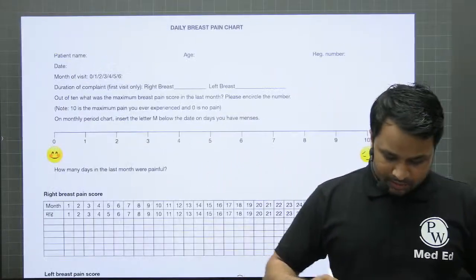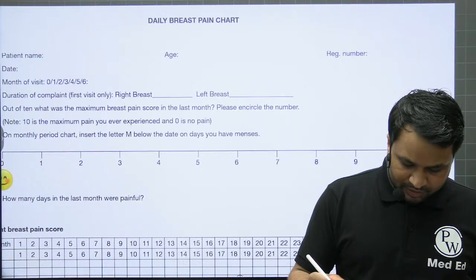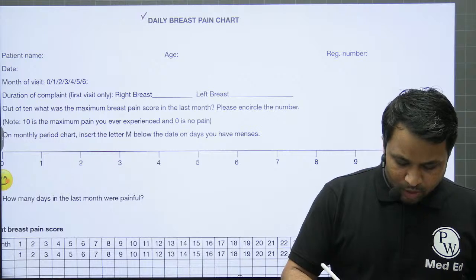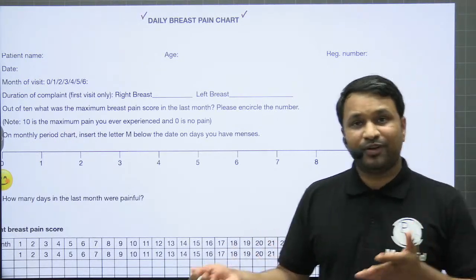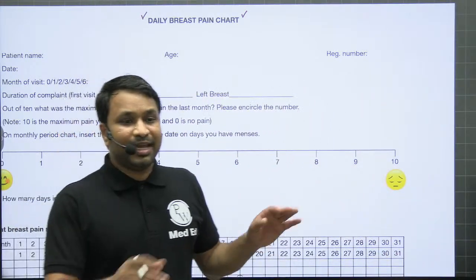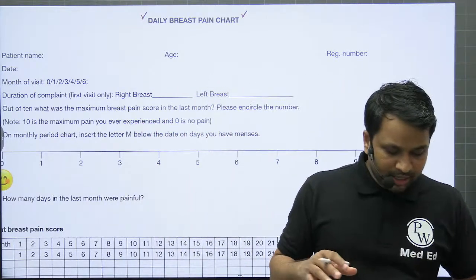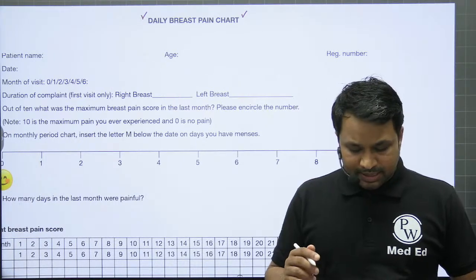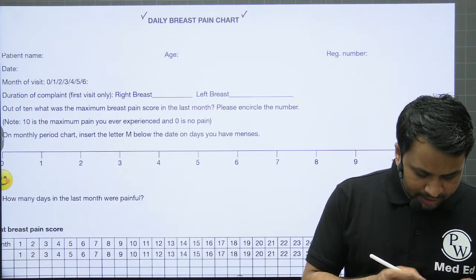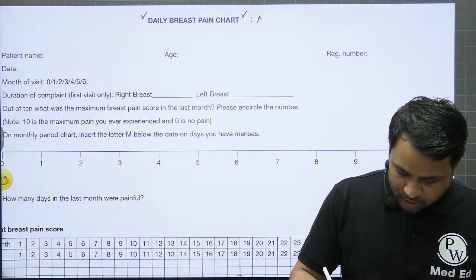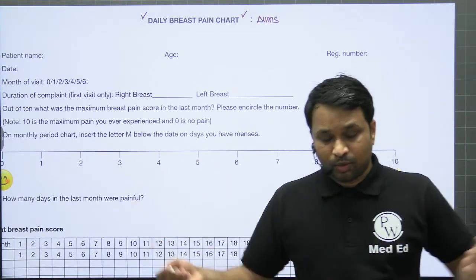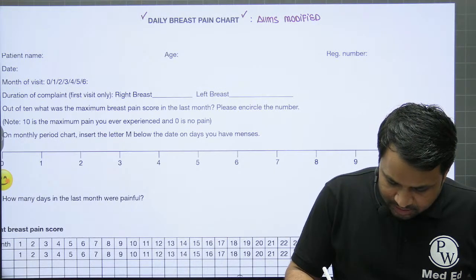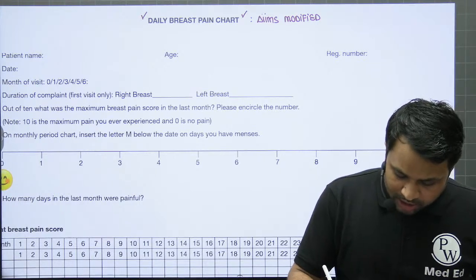Now, this breast pain chart was originally given by Cardiff, but what we are talking about is the modification of the Cardiff chart, which is modified by our All India Institute of Medical Sciences. That is the AIIMS modified Cardiff chart. Okay? So what is this chart? It is an AIIMS modified one. I don't want you to overcook this. This is what we call the All India Institute of Medical Sciences, our proud AIIMS modified Cardiff breast pain chart.